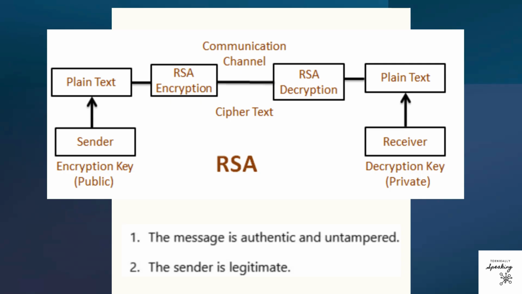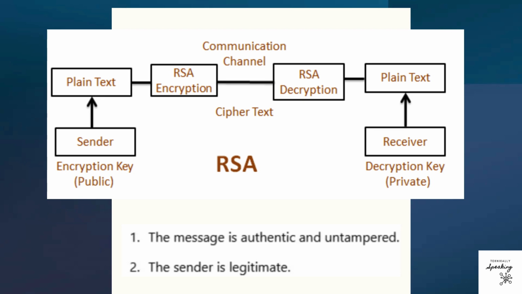When we talk about RSA, it's just an asymmetric encryption algorithm. It uses the public key for encryption or verification, and it uses the private key for decryption or signing. It's a widely used cryptography algorithm for secure communication and digital signatures.